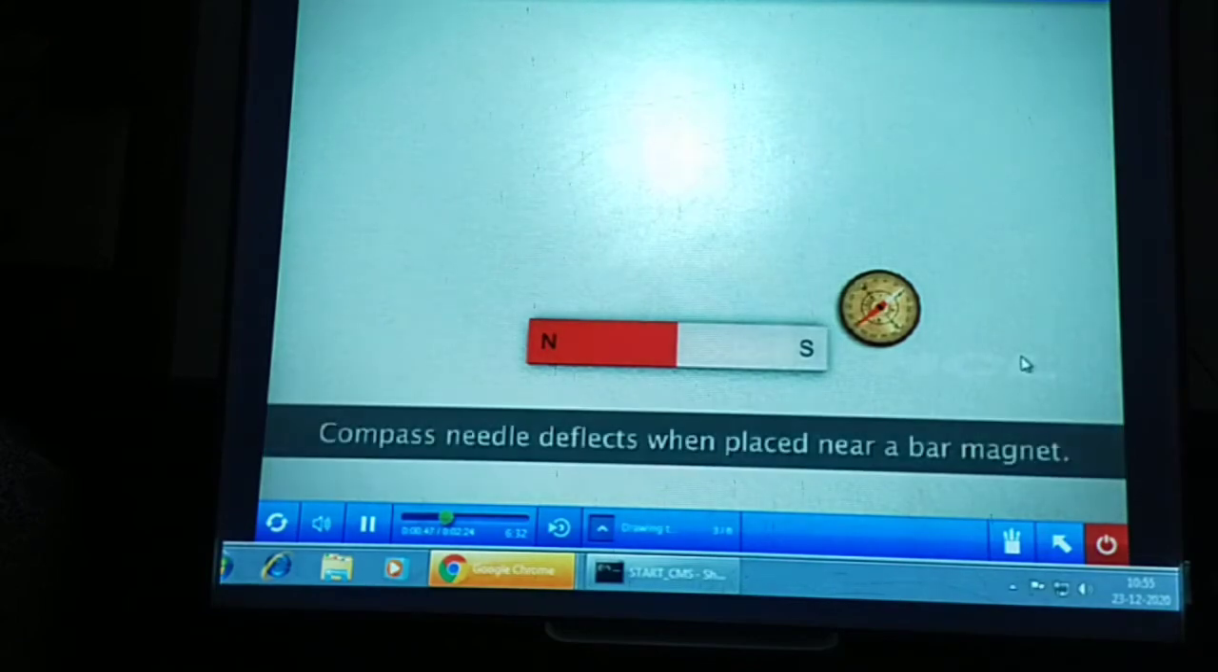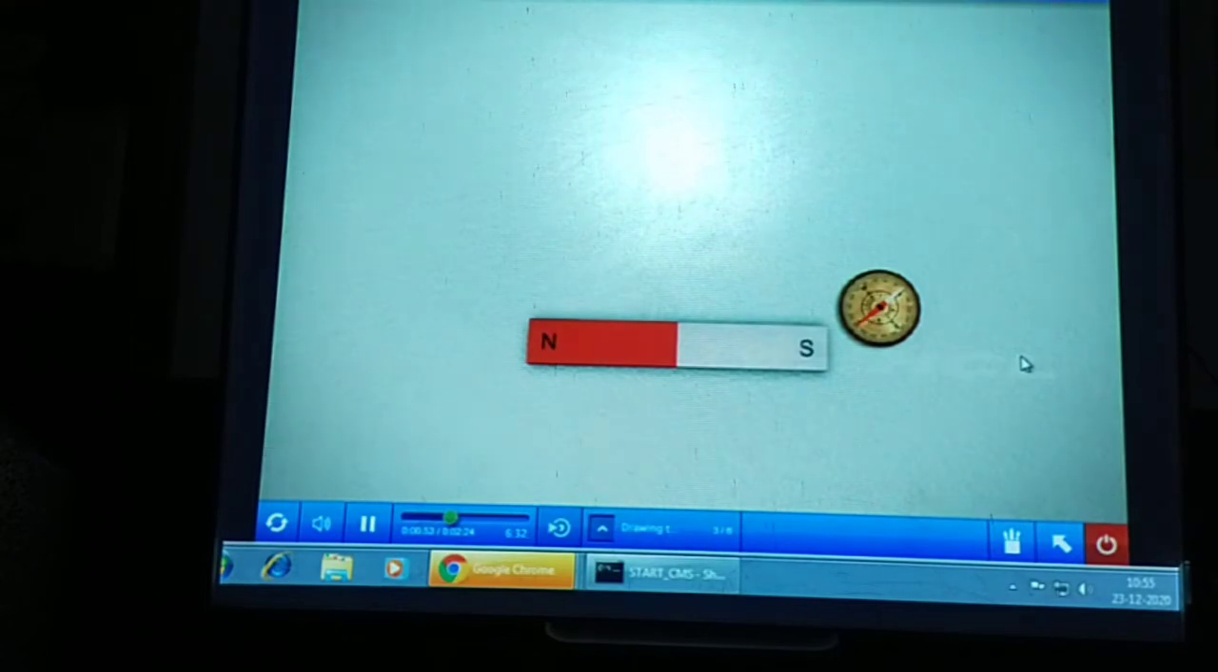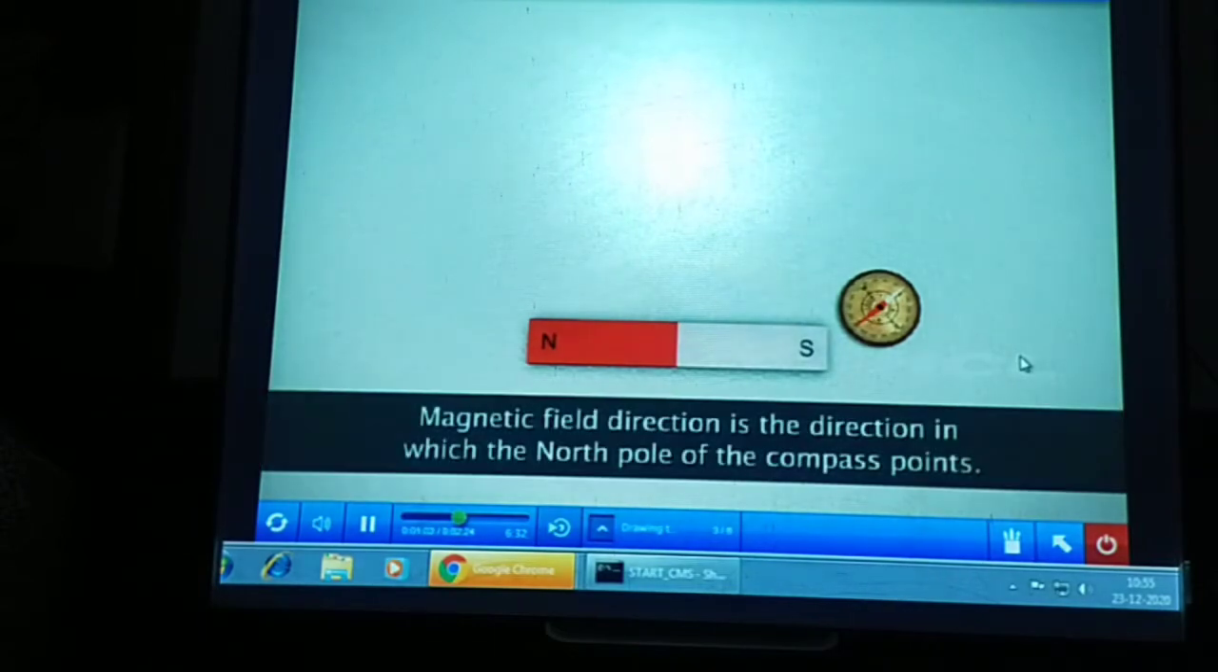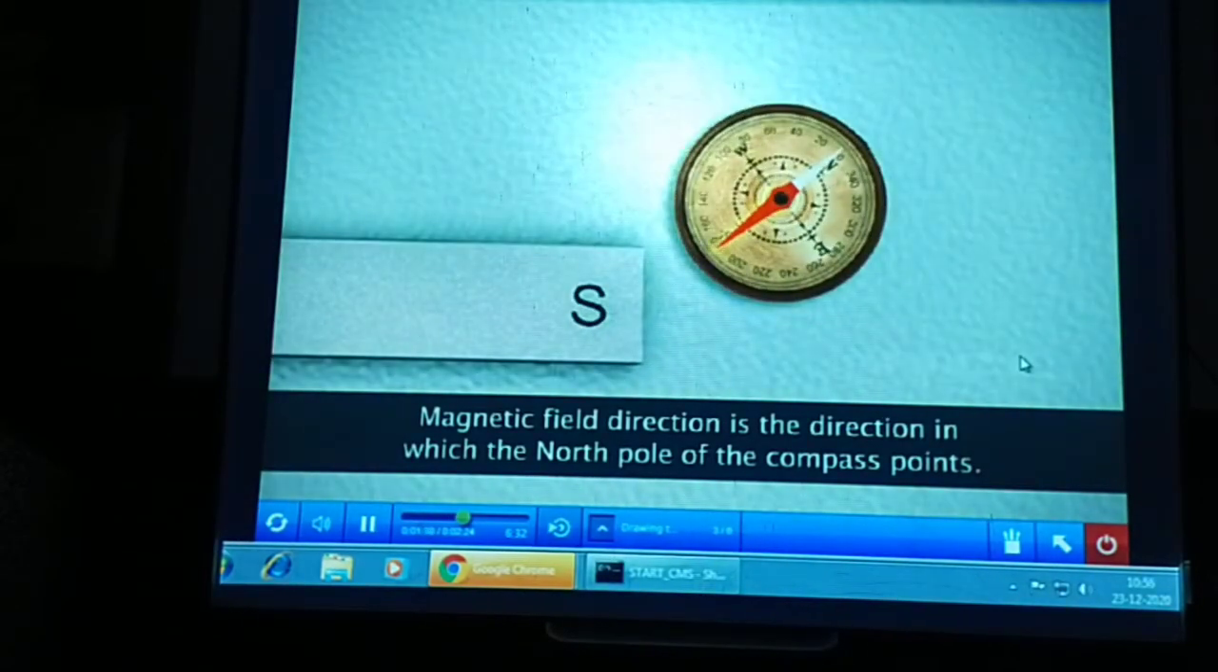When you place a compass near a bar magnet, the compass needle deflects. Both being magnets, their like poles repel and unlike poles attract. The angle of deflection depends on which part of the bar magnet you are placing the compass. The magnetic field direction is the direction in which the north pole of the compass points.